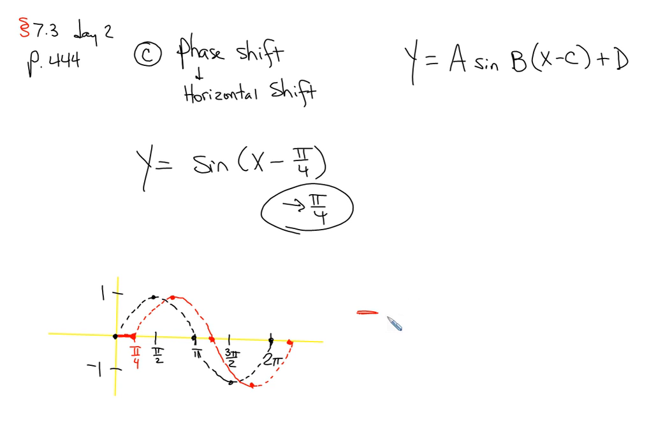And red is my final. Sorry, bear with me a moment. My tablet restarted itself. There you go. There is our final graph. So that's a shift to the right of pi over 4. Now what you have to be careful of is when they give you things that look like this.